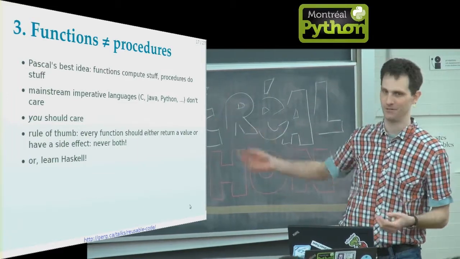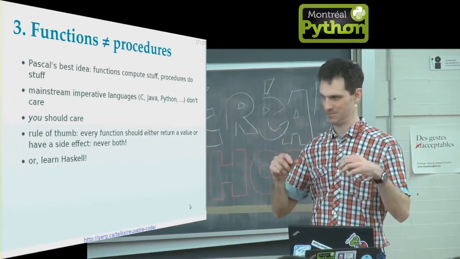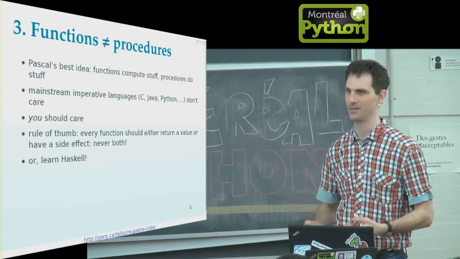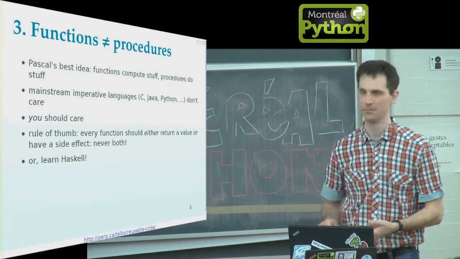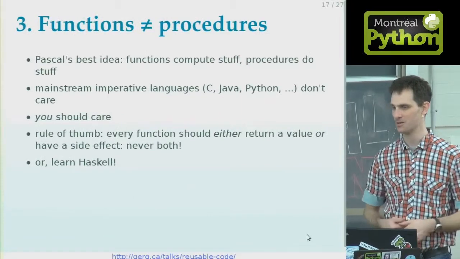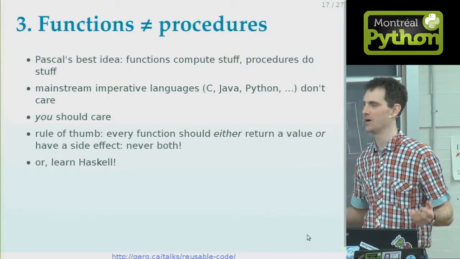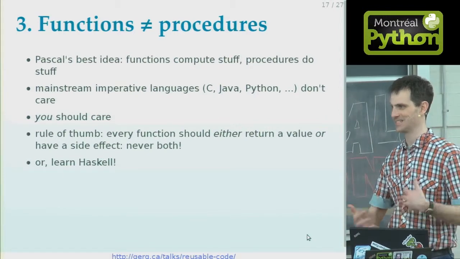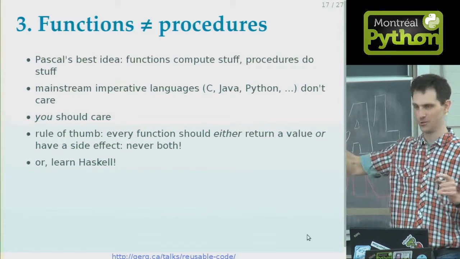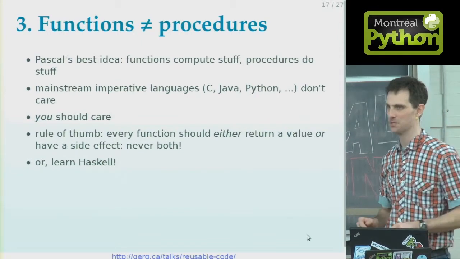All the hot, sexy functional languages these days are extremely keen on this distinction. The mainstream imperative languages, including Python, don't care. In Python, in C, in Java, some functions compute and return something. Some functions don't. They probably have side effects. And the language doesn't do anything to stop you from mixing side effects with return values. But you should. Your language doesn't care, but you should care. And the reason is reusability.